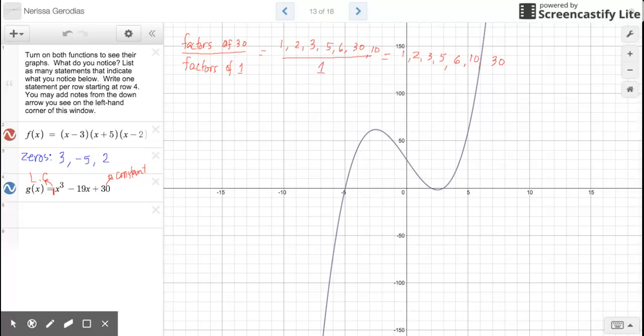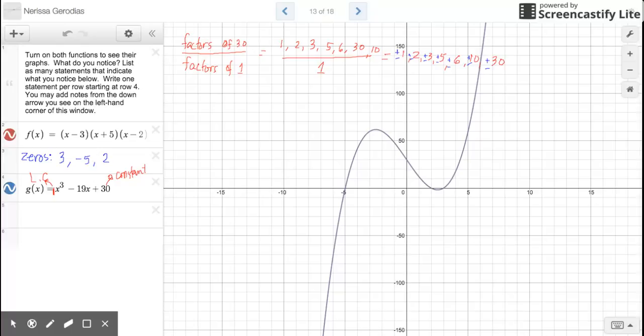So these numbers, we call this the ratio of the factors of the constant term and the leading coefficient. If we take the positives and the negatives of these numbers, so positive and negative 1, 2, 3, 5, 6, 10, and 30, then we have a list of numbers.